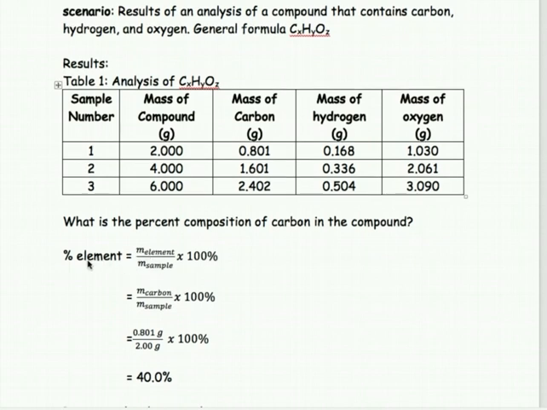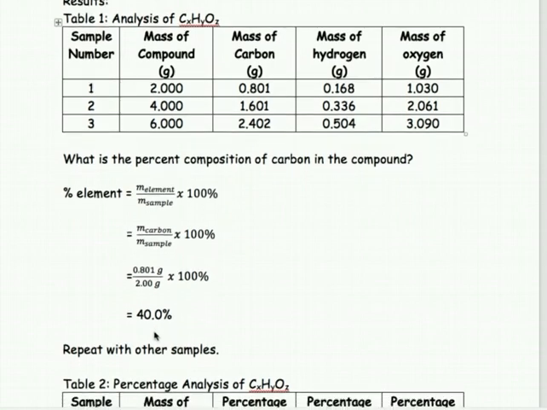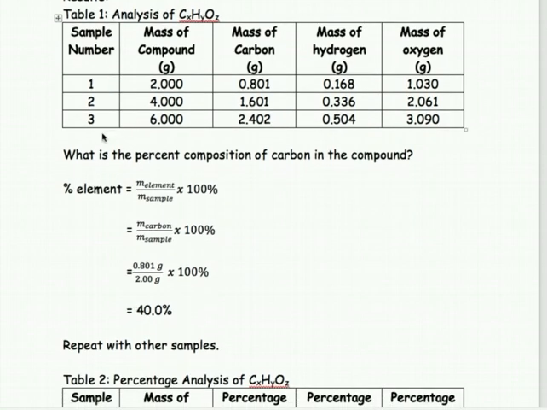So we're trying to figure out the percentage of the element in the compound. We're going to take the mass of the element divided by the mass of the sample and multiply by 100. So in this case here, we're taking the first sample and trying to figure out the percentage of carbon in this mass of 2 grams. So we take the mass of carbon divided by the total mass of 2 grams and then multiply by 100, and we get 40%. So of this 2 gram sample, 40% of it is made of carbon.